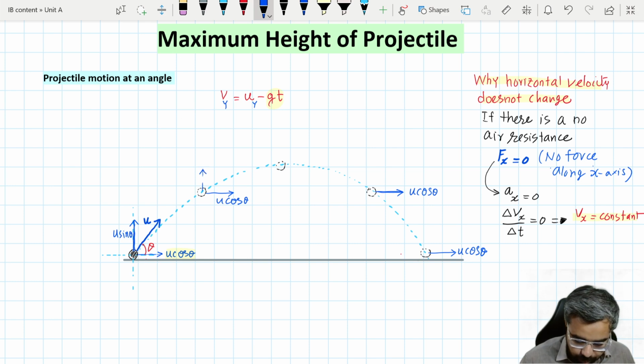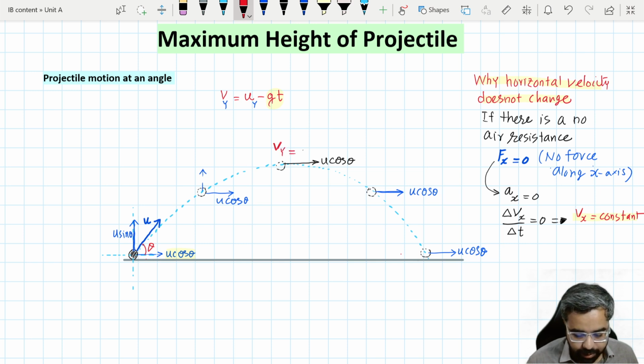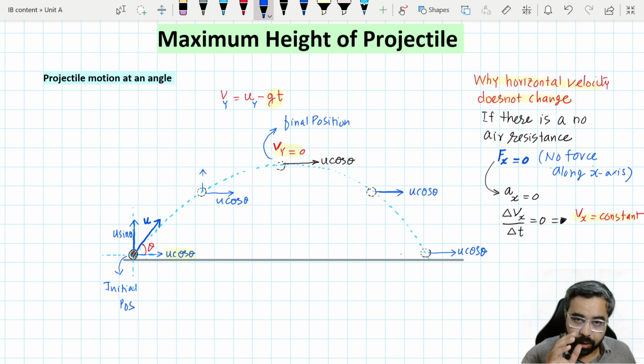At the maximum height, this object will not stop because it still has some velocity. But the important point is that, considering it as the final position, vy is 0. And for this question, this is our initial position. Now we are going to apply the SUVAT equations. Why? Because the condition is satisfied. And what is that condition? The acceleration must be constant, and that is negative g, so that's a constant.